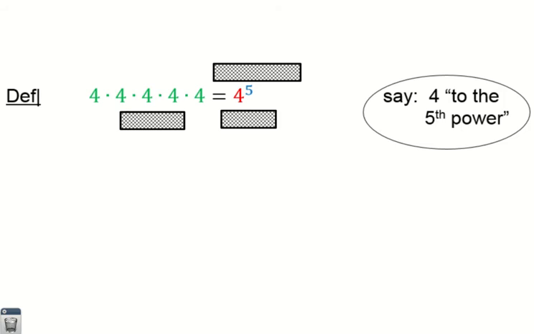Let's get some things down officially as terminology. I think this is really just a review, all this exponent stuff. When you have 4 to the 5th power, this is what it means. You do 4 times 4 times 4 times 4 times 4, 5 of them. So you have 5 factors of 4: 1, 2, 3, 4, 5.